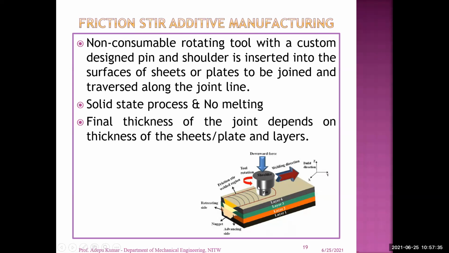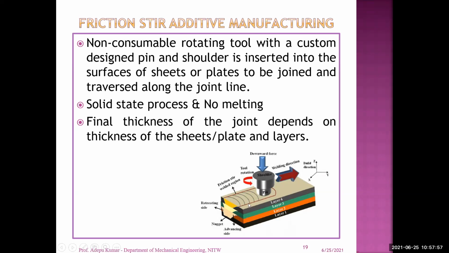Once it is rotating and reaches the required temperature, you can give movement to the tool in the direction of the process. Once the tool is rotated anti-clockwise and moving in the direction, the metal is moved from the advancing side to the rotating side and settles at the back side of the pin.